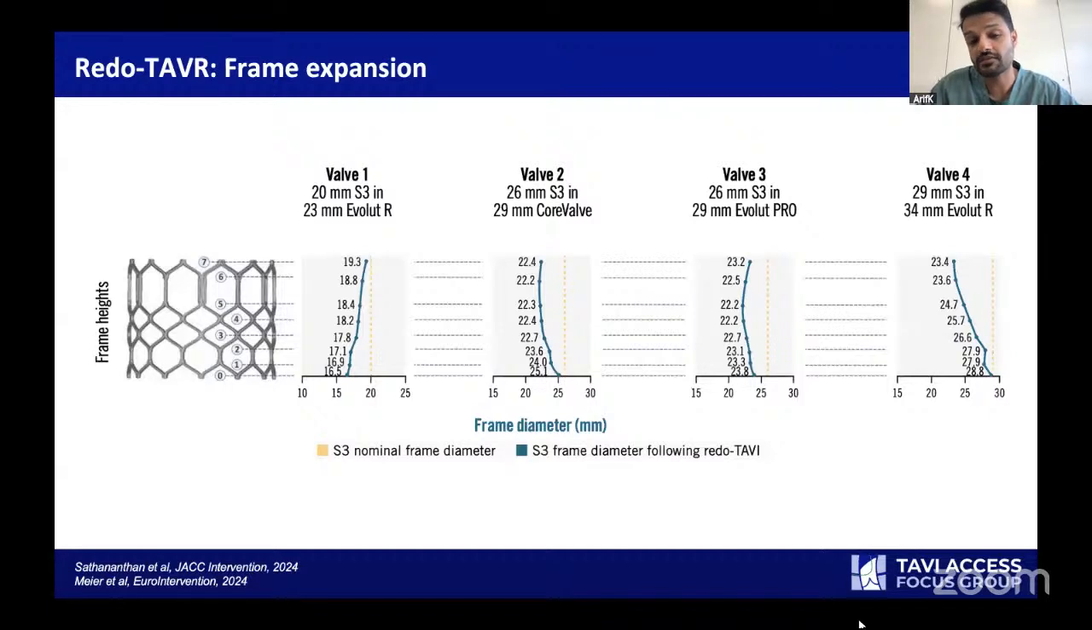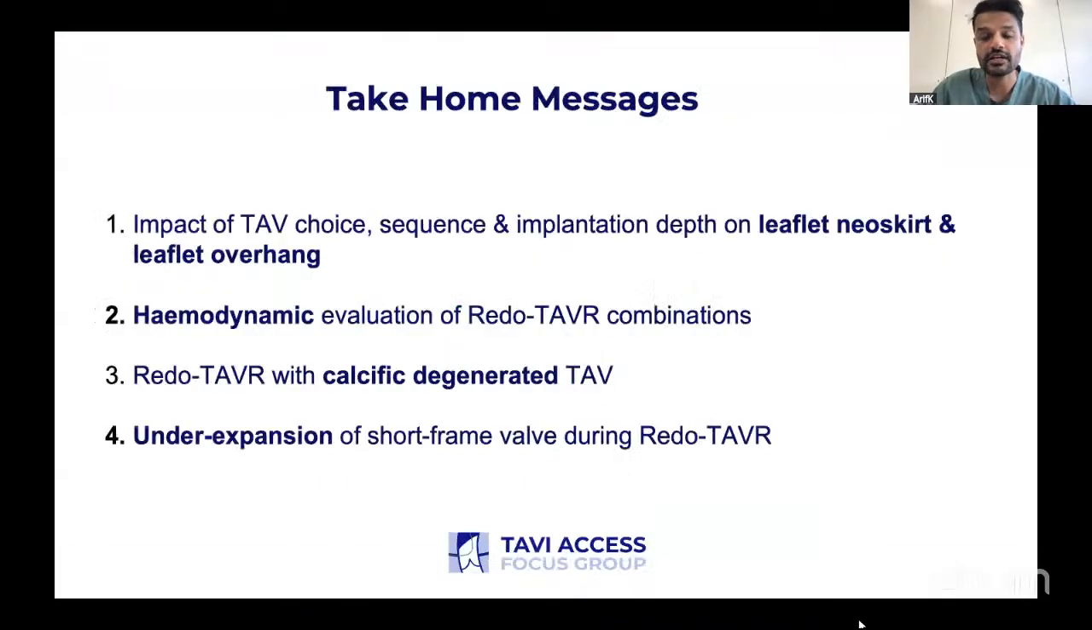And it's not a surprise at all that they showed this very nicely. The yellow line is what the Sapien should be inflated to, and the blue line is a deviation from what is optimal. So there is a lot of underexpansion of our second valve, which is a Sapien valve, because the first valve was so calcified and stenotic. I think we've learned a lot from the work of this group and others about how these valves behave, what happens to the neoskirt and overhang, also evaluating the hemodynamics of these different combinations, and not just with new valves, but now degenerated valves. And again, this underexpansion is coming out to be a problem.